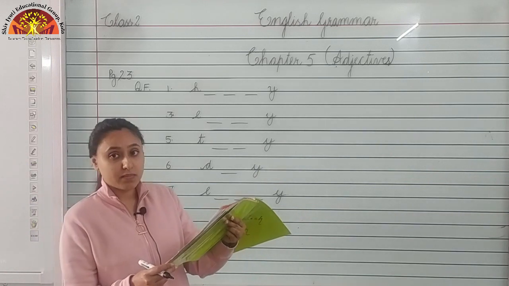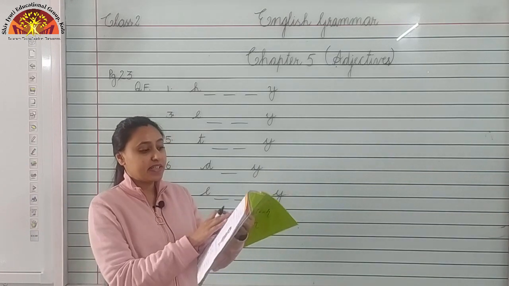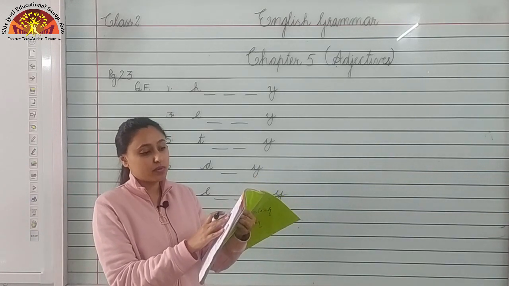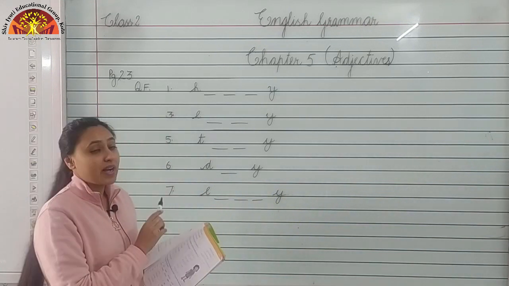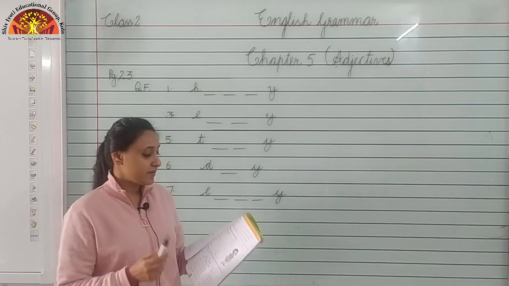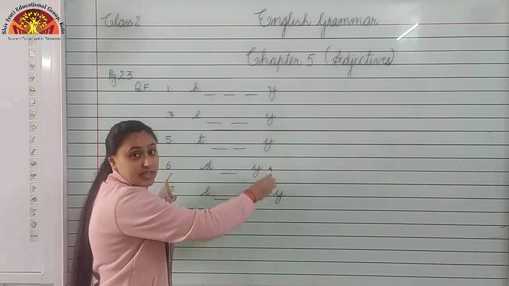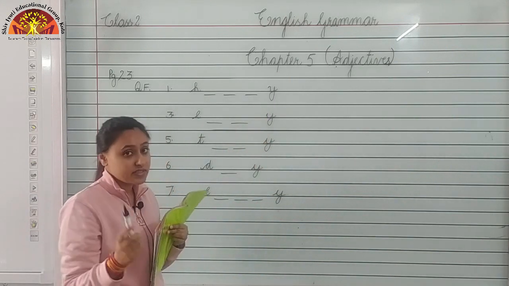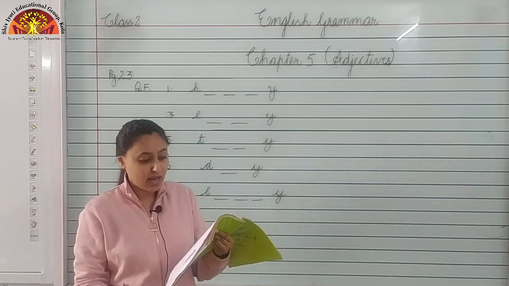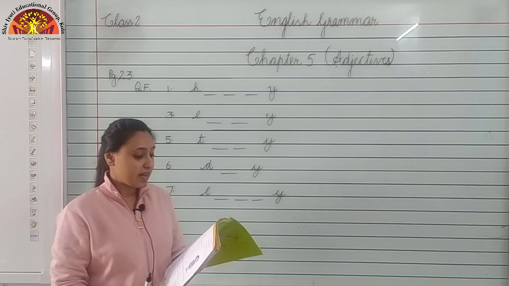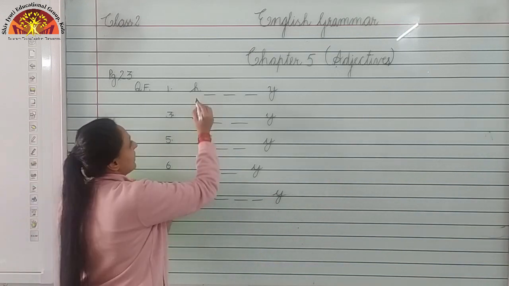Question F on page number 23. Complete the adjectives. All the words end in Y. So children, you have to complete the adjective and all the words end in Y. Look here, all the words end in Y. Number 1 is opposite of light. So opposite of light is heavy.